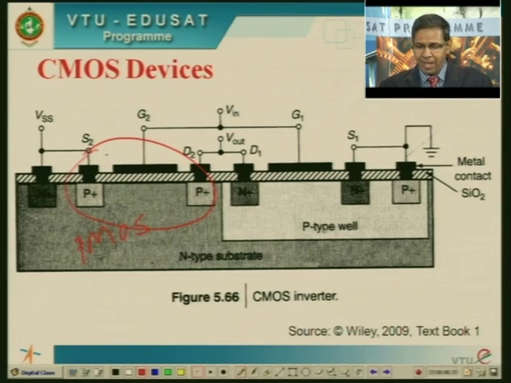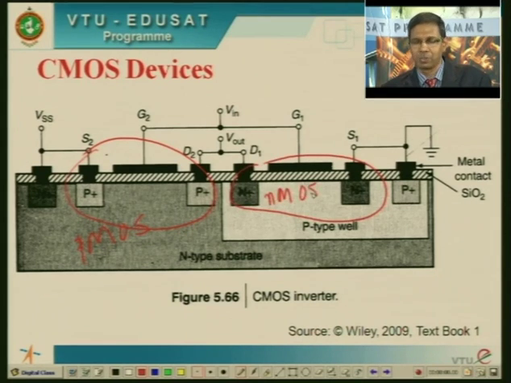Then we have a P-type well, which is just like a P-type substrate, into which you are going to fabricate one N-type device, which I am going to call as NMOS. So what do you have now? You have one circuit where you also have a P-type device and you also have an N-type device. Overall, we now call this a CMOS device.